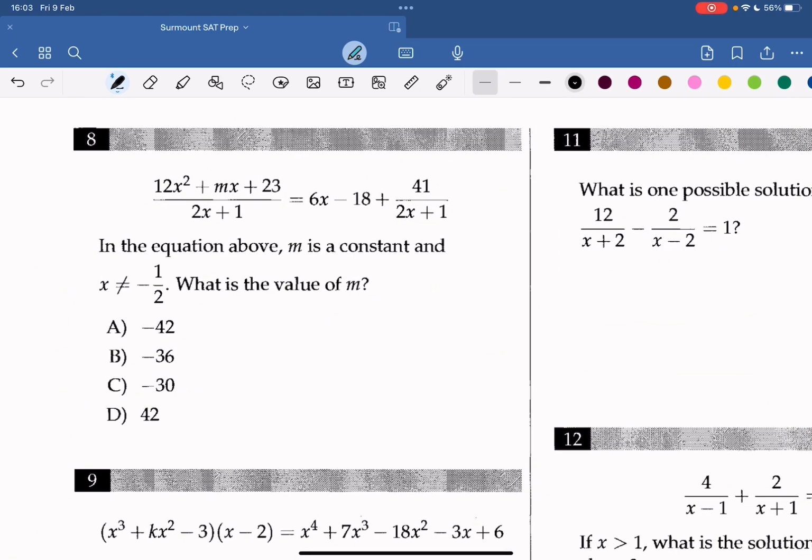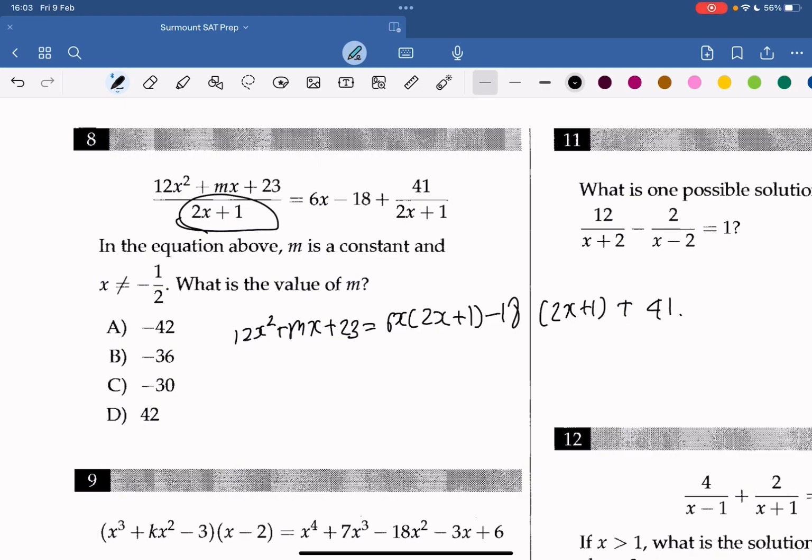Let's move on to question 8. In the equation above, m is a constant and x cannot be equal to negative 1 over 2. What is the value of m? So here, all we can do is, again, multiply both sides by the denominator to get rid of it. So we'll get 12x squared plus mx plus 23 is equal to 6x(2x) minus 18(2x plus 1) plus 41, because 2x plus 1 and 2x plus 1 cancel out.